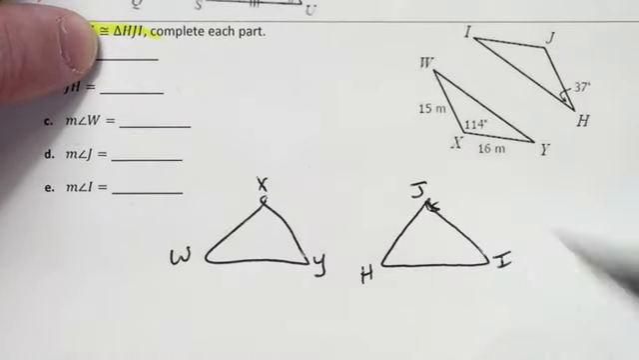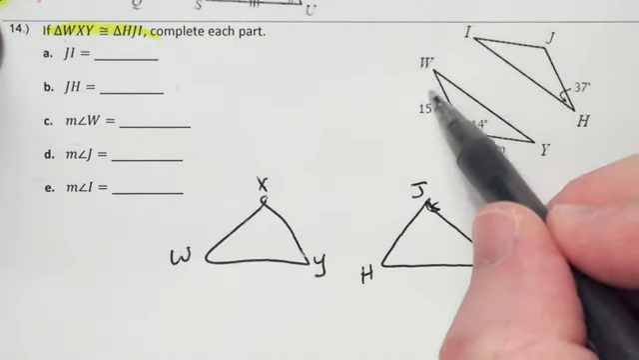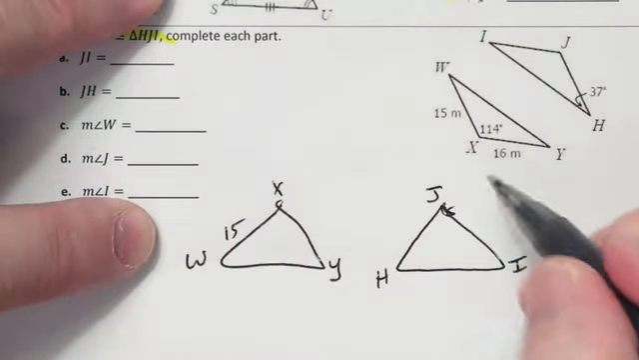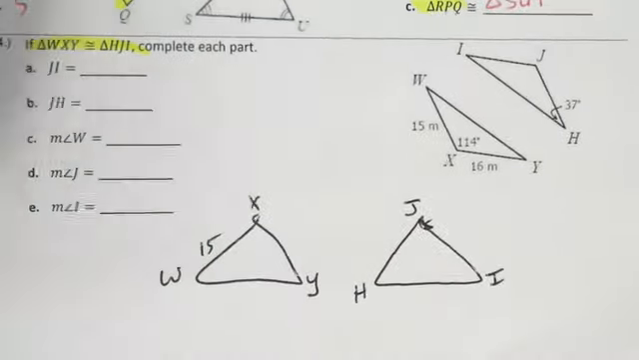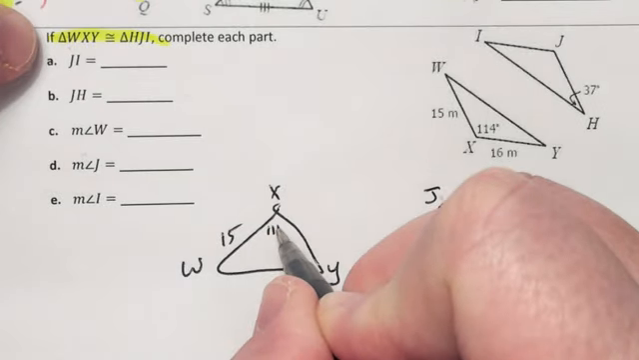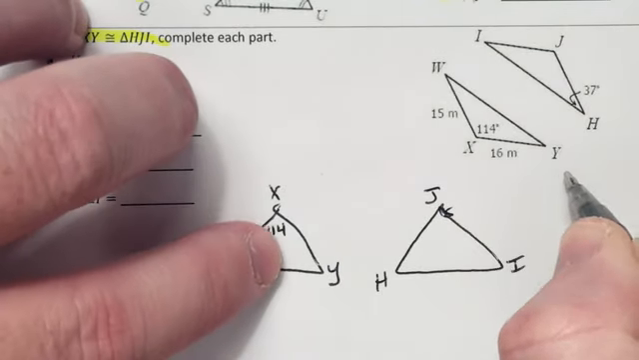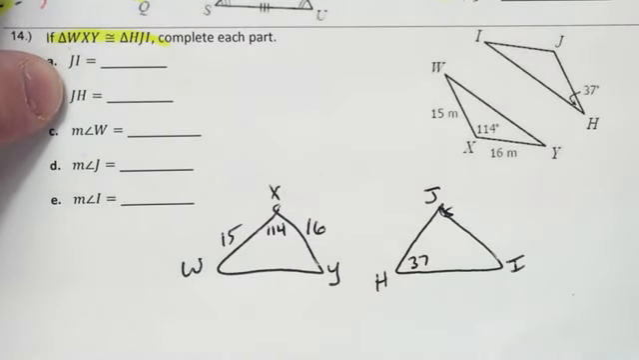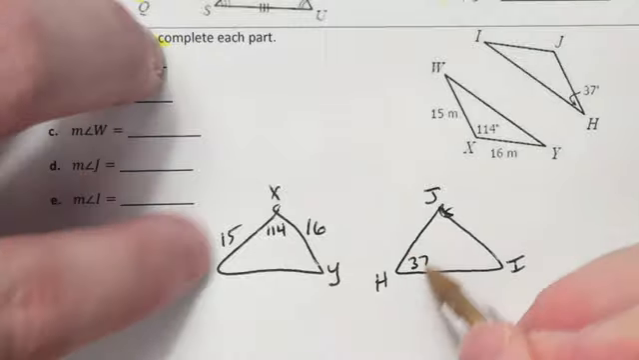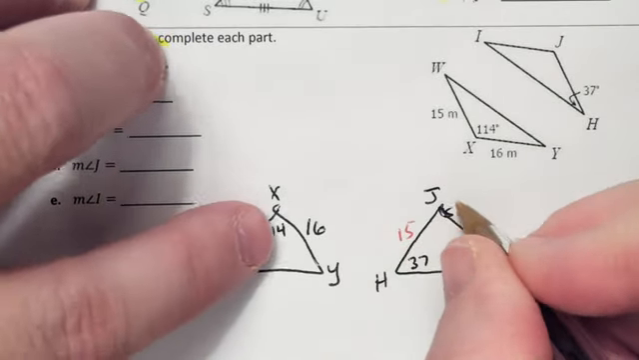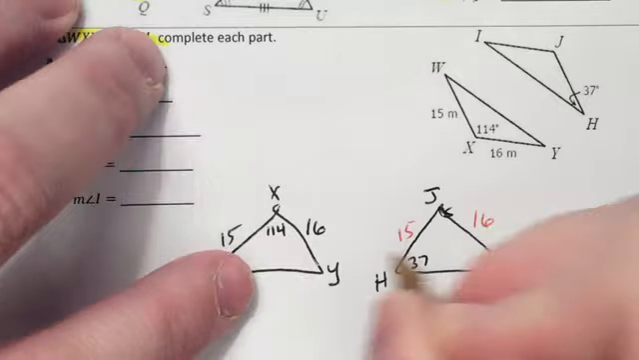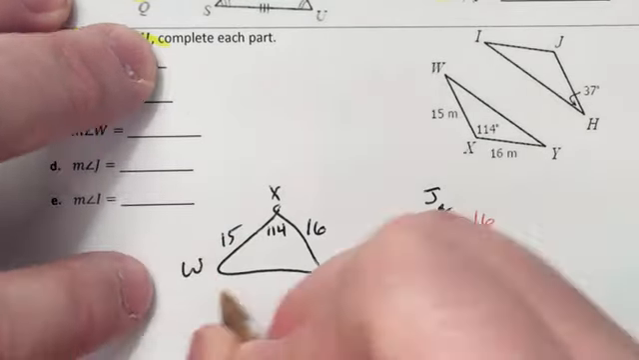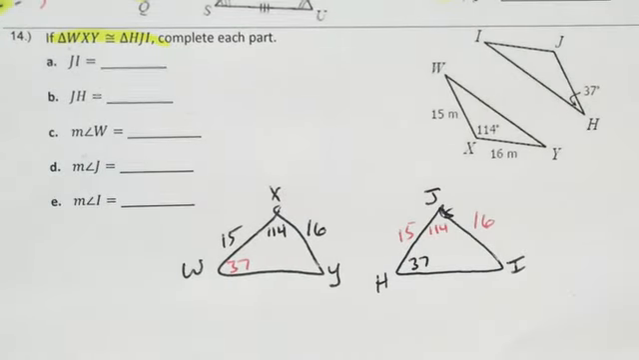Now take all this information and put it in here. They said from W to X, so that'd be this one right here, is 15. And then X is 114. And X to Y is 16. In addition to that, they said H was 37. So now we're just going to match everything. Both of these sides are 15. Both of these sides are 16. This angle right here is 114, and this angle right here is 37. Hopefully we have enough information.